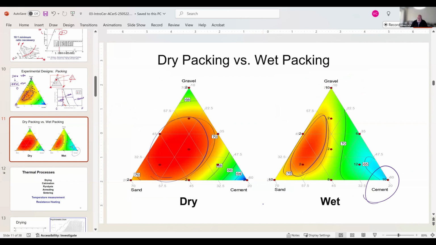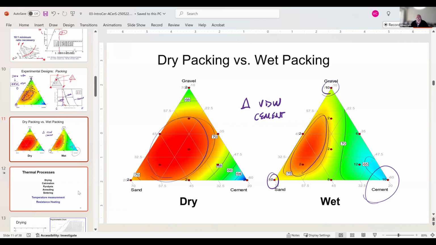And so the contribution of water is a change in the van der Waals attractive force of the cement to improve the packing. But essentially there is no change in the packing of the gravel or the sand or the binary mixture of the two, only a change in what the cement is doing in the system.